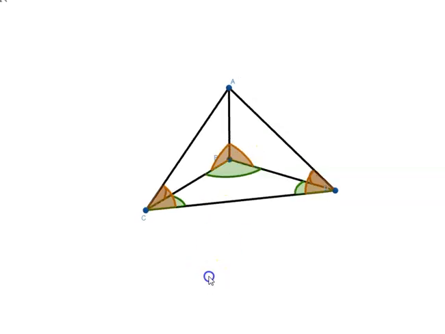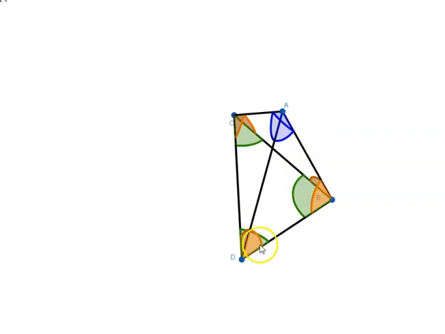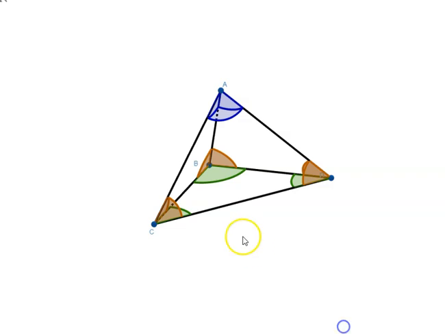Now, we look at these triangles one by one. So in triangle ABC, we add these three angles, we get two right angles. Similarly, if we add these three angles, we get two right angles. And if we add these three angles, we get two right angles. That means sum of these 9 angles is going to be 6 right angles.